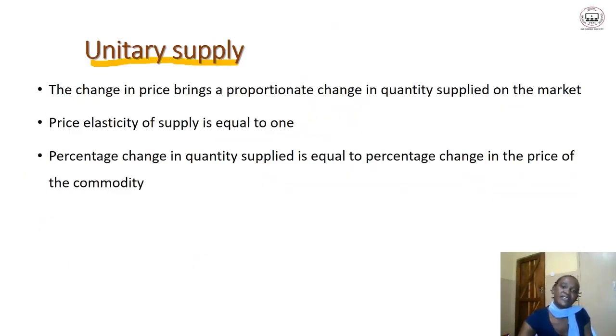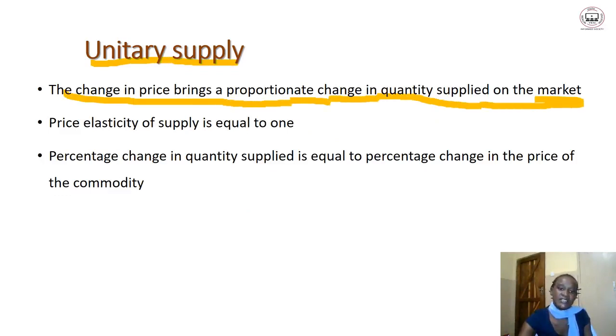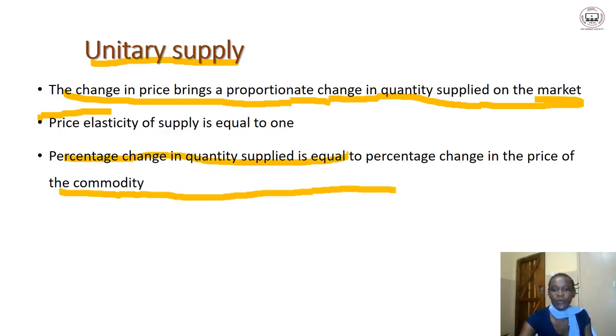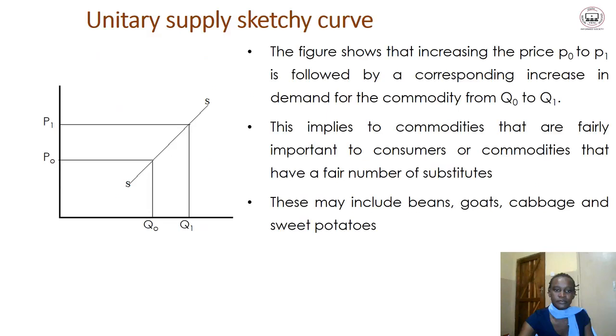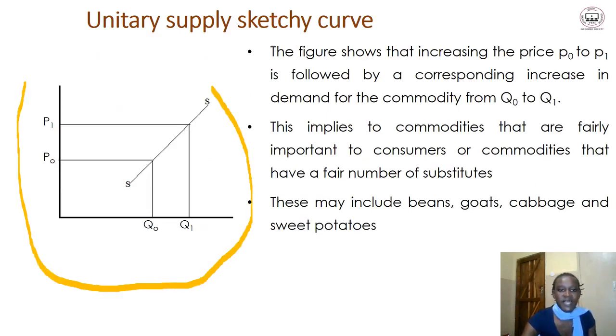And under unitary supply, the change in price brings a proportionate change in quantity supplied. And the price elasticity of supply is exactly equal to 1. Why? Because the percentage change in quantity supplied is equal to the percentage change in price of the commodity. So it's a one-to-one basis again. So this is also a sketch curve. That's how a unitary supply sketch curve should look.